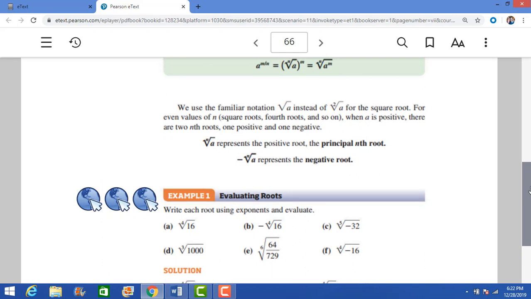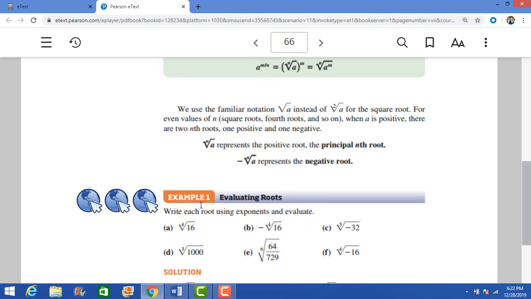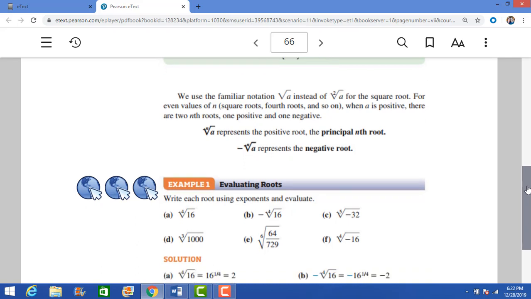Okay, so for example, it says write each root using exponents and evaluate. So we can use this as the fourth root of 16. Well, we can write 16 as what? 2 to the 4th power. And then we can rewrite this as 2 to the 4th power to the 1/4 power.